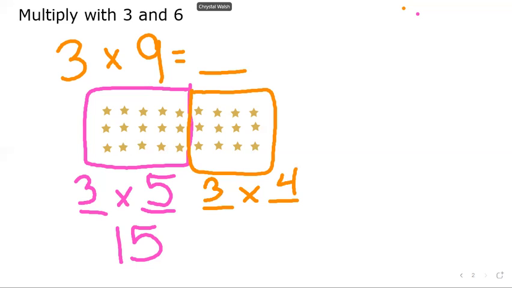Count the stars inside your orange box, that second half of your equation. How many do we have all together? Right, we have 12. Now that you've taken this array of 3 times 9 and split it up into 3 times 5 and 3 times 4, we got the product of 15 and the product of 12. These 2 numbers down here, I'm going to have to add together. So I'm adding 15 plus 12.